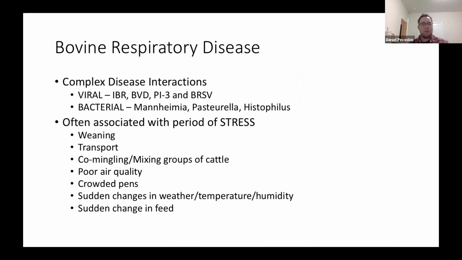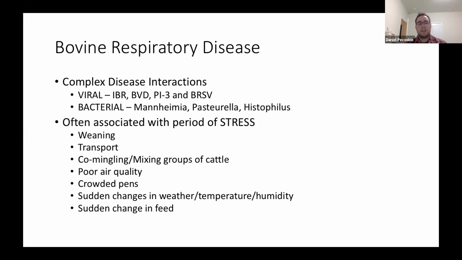So like I said, it's a complex disease interaction, and our common viruses involved would be IBR, BVD, parainfluenza, and bovine respiratory syncytial virus. Those are what we're commonly seeing as causing disease in the feedlot itself, but also on farm in growing calves. Common bacteria involved in pneumonia would be Mannheimia, Pasteurella, Histophilus, stuff you might have heard of as you've experienced pneumonia in your own groups of cattle.